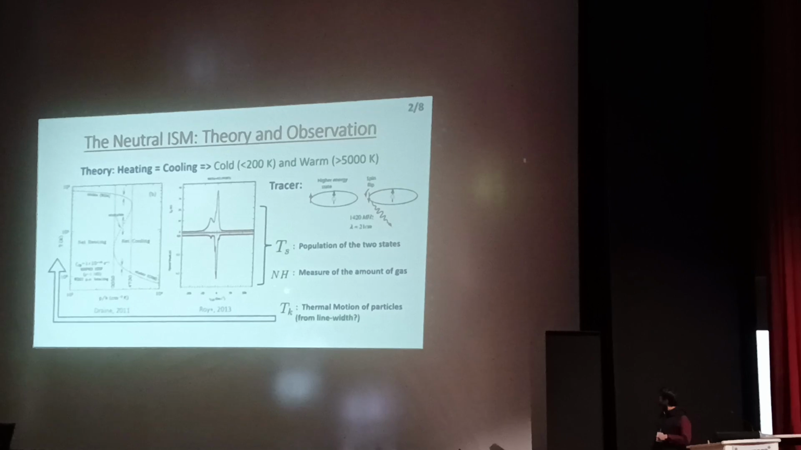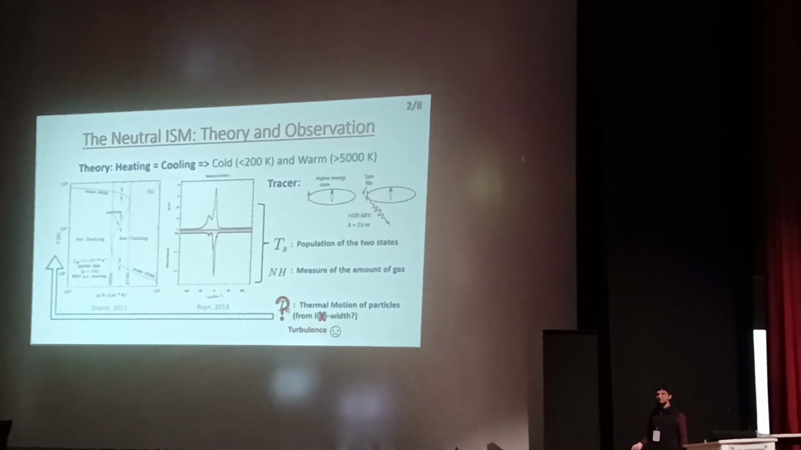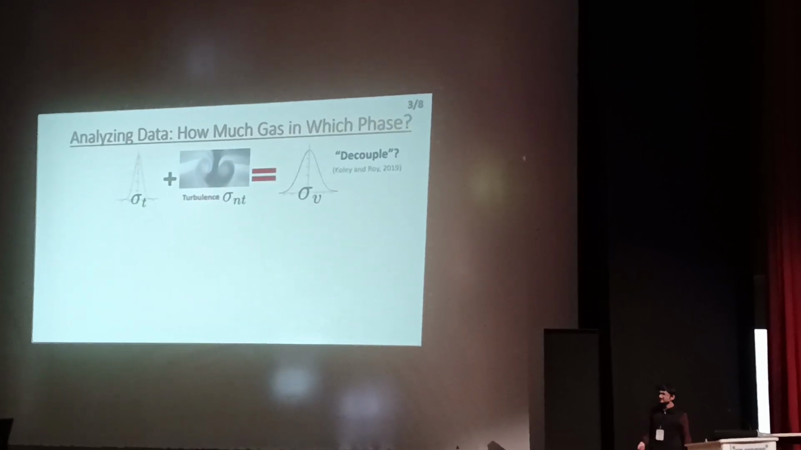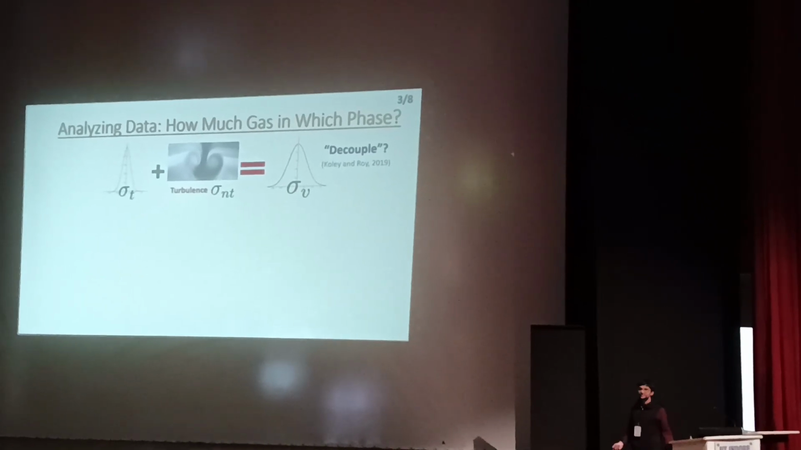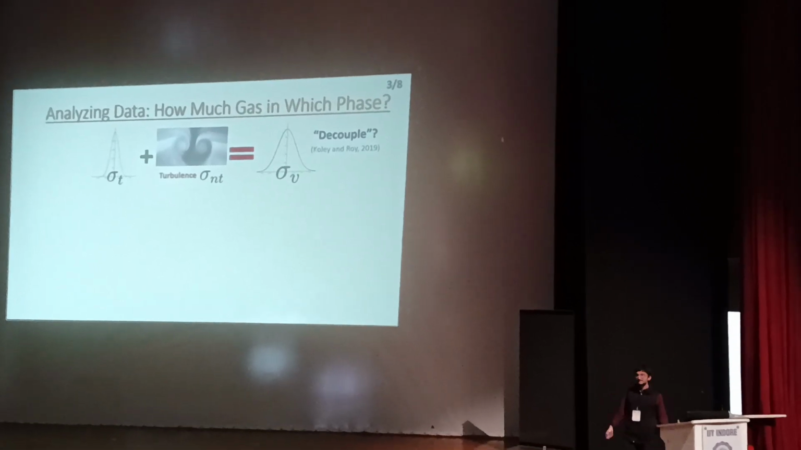But this kind of analysis doesn't give us the kinetic temperature because of turbulence, and we can't use the line width to get the kinetic temperature out of it. The basic reason is turbulence acts as a line broadening, and if we use the total width, we are surely overestimating the kinetic temperature. Now, is there a way to find the kinetic temperature?